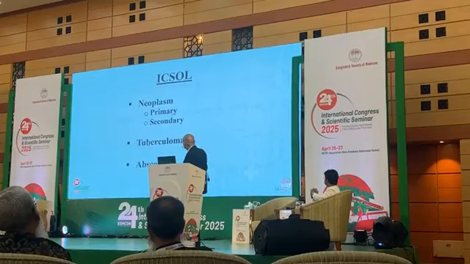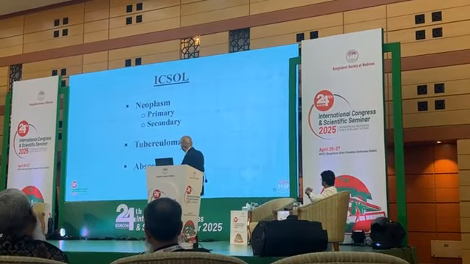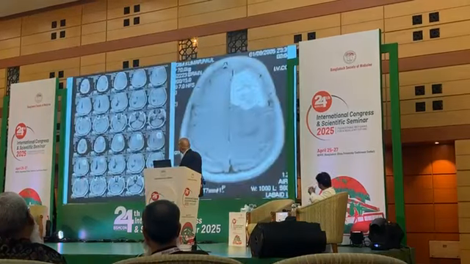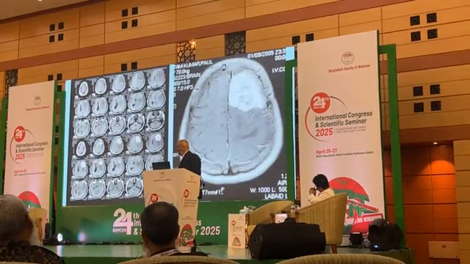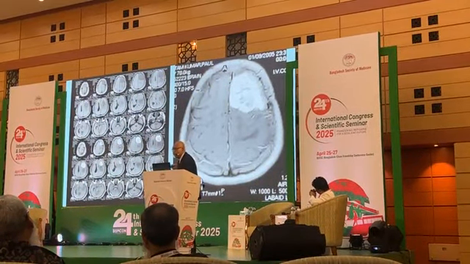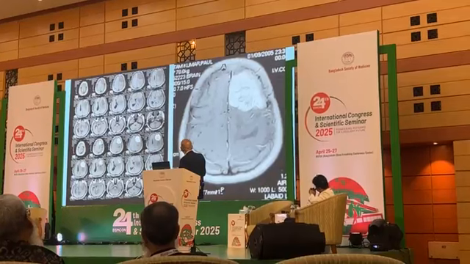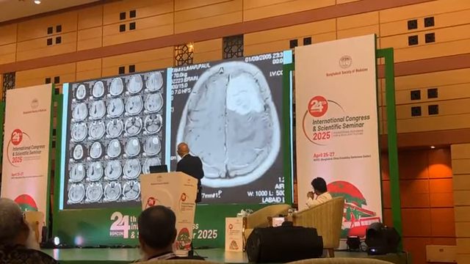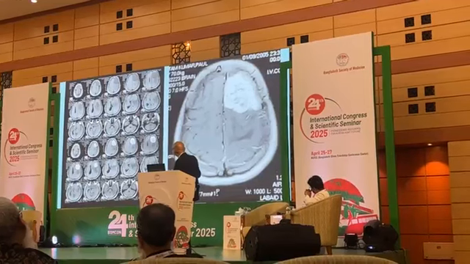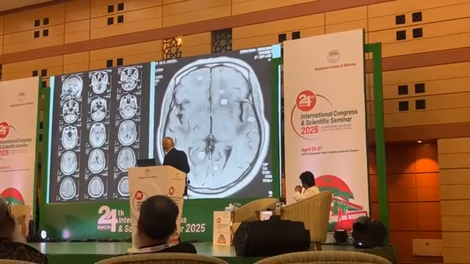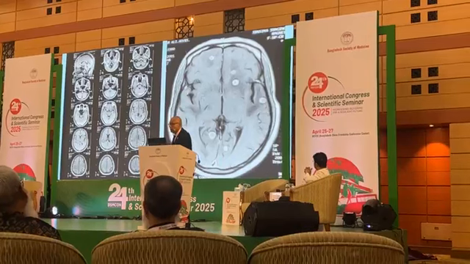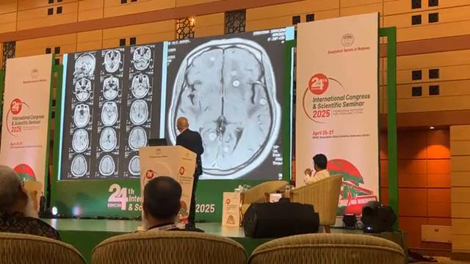Right. Space-occupying lesions, we see neoplasms, primary and secondary, again tuberculoma or abscess. As we saw before, this is meningioma, left frontal, as we saw in CT scan, nicely enhanced tissue, attached to margin. Again, multiple ring enhanced shadows, tuberculoma, metastasis.